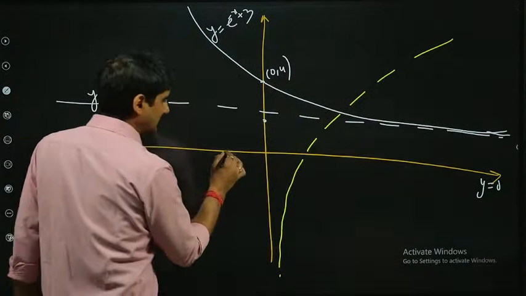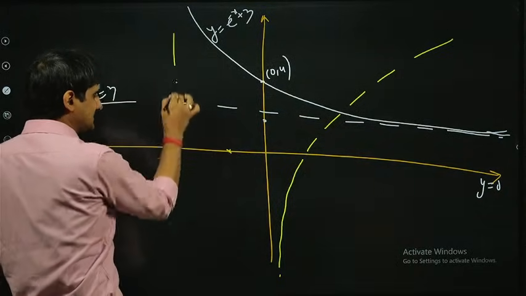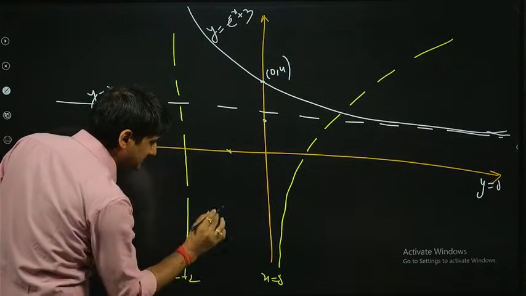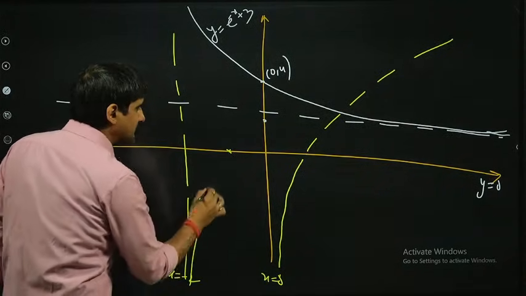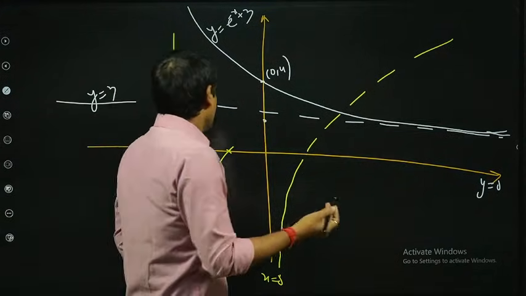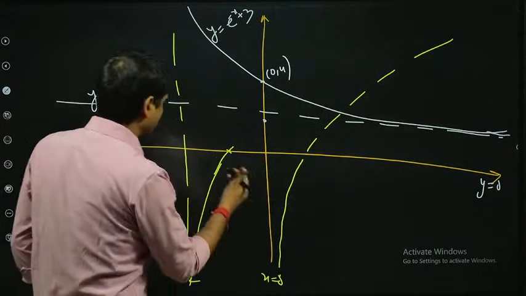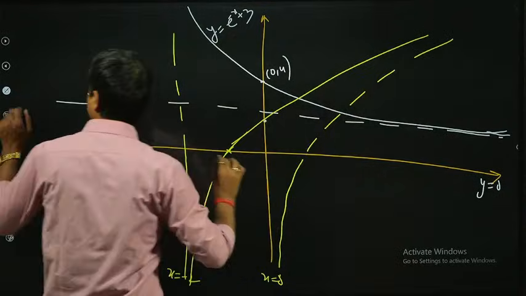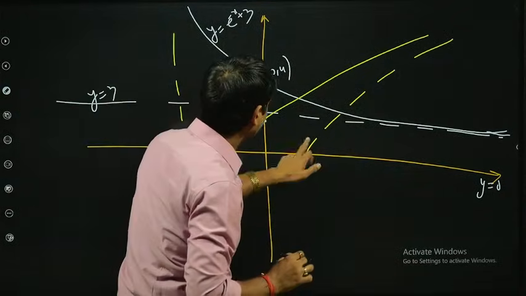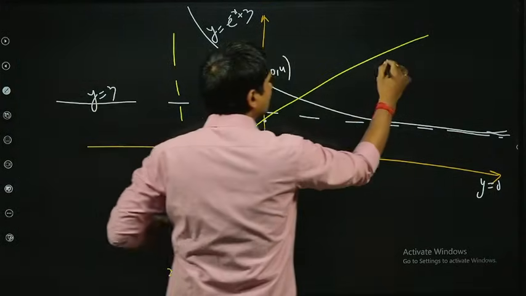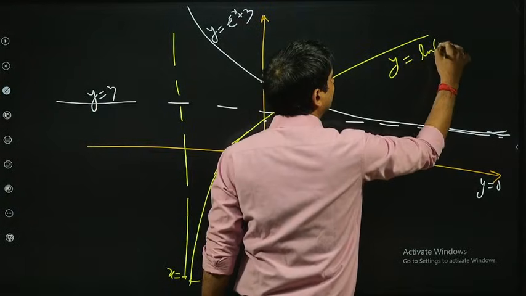So this point will come here, minus 1, 0, and the asymptote, which was x is equal to 0, will get shifted by 2 units towards left. So the curve will be something like this, and then at what point will it intersect the y-axis? It's ln 2, so somewhere here maybe. That's the curve. Okay, so again I am removing this ln x curve here.